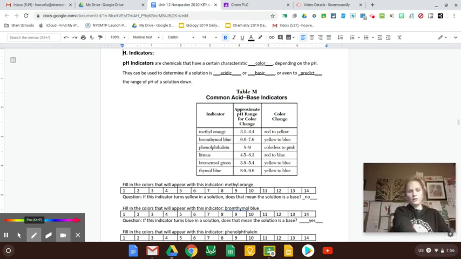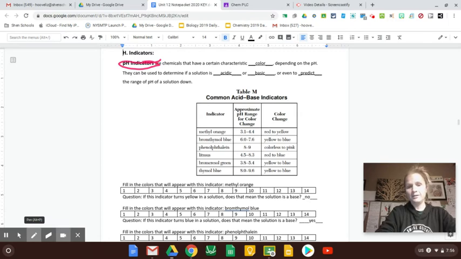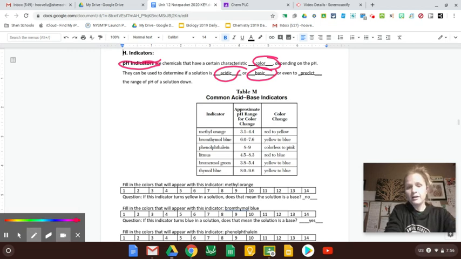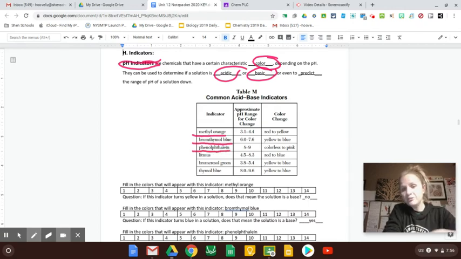Okay, so what are pH indicators? Well, they indicate the pH. How do they do that? They turn a certain color in either acids or bases, and that color can tell us what we're looking at. So you have this list of different indicators: methyl orange, bromothymol blue, phenolphthalein. It's a hard one to say. And it tells you what the pH range is at different colors.